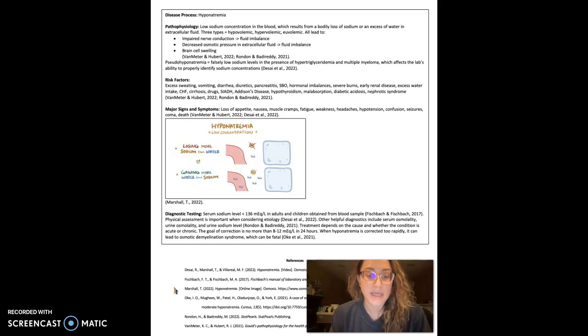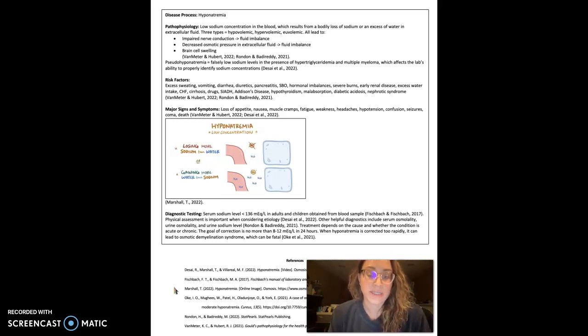Diagnostic testing includes a serum sodium level, and this is obtained from a blood sample. Typically, this is reflected by a level less than 136 milliequivalents per liter in adults and children. Physical assessment is important when we're thinking about the cause, whether edema is present or not. It could be the difference between hypervolemic versus hypovolemic, and thus it's going to navigate how we treat the patient.